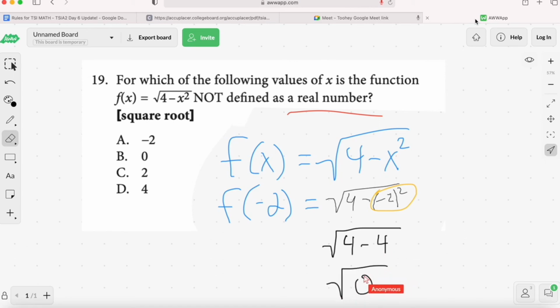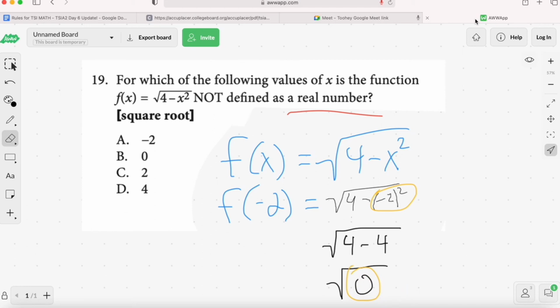Interesting. What's the square root of 0? Is it 0? It's 0, because 0 times 0 is 0, right? So that's real. There is a square root of 0. It's 0. Does that make sense? Because the question with the square root, again, is what number times itself gives you 0, and that number is 0. So we do have a real number when x is negative 2.